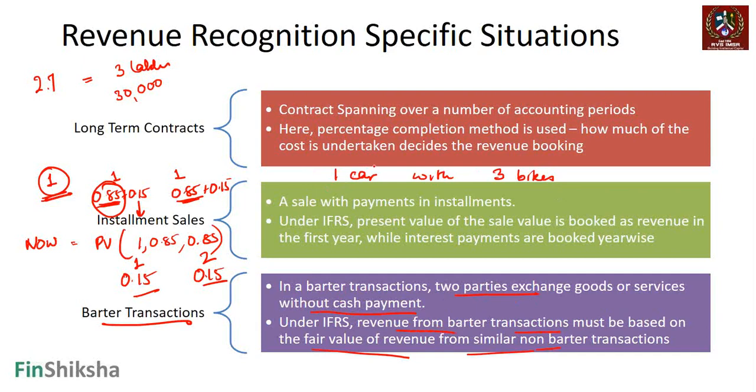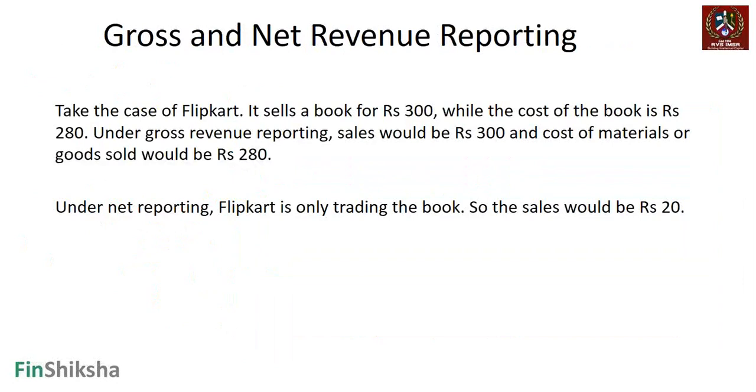So effectively, the revenue will be the fair value of one car or the fair value of the 3 bikes, right? That's what is considered as the revenue number in that context. So that's what we'll book. That's the number we will put in our income statement.